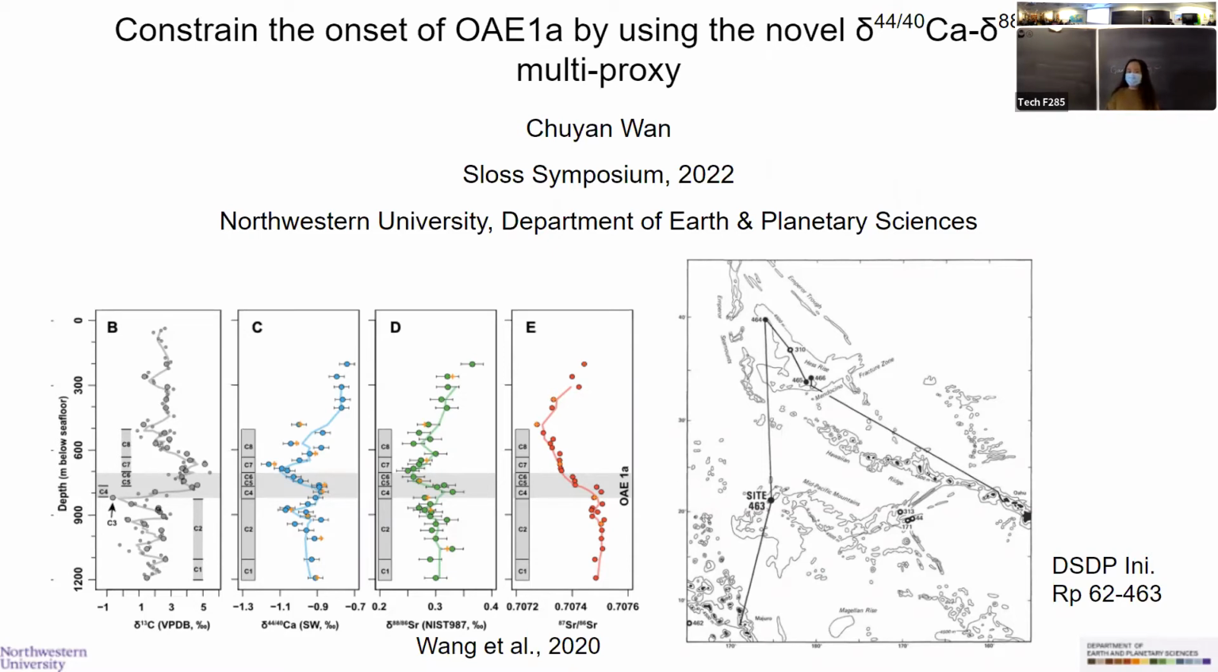One is from the DSDP core 463, as you can see, it's right here near Hawaii. And then the other set is from a French core that Katja and our collaborator had. So I'm trying to correlate the three sets of samples. One is from Chuyan's sample, and then the DSDP 463, and then the French core, because they have different depositional environments and history. So we want to see what's going on there.